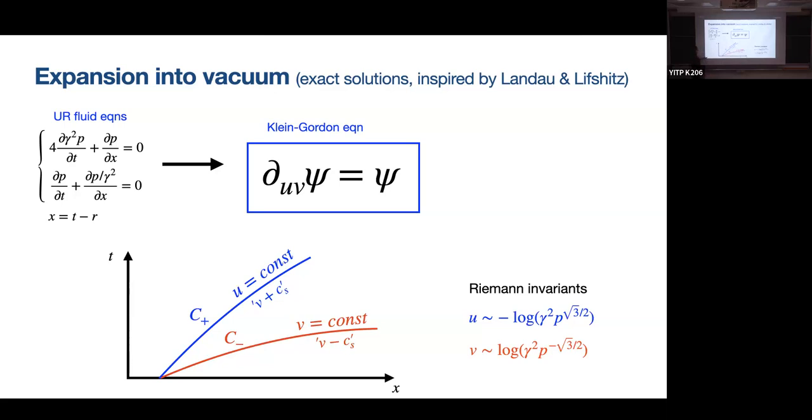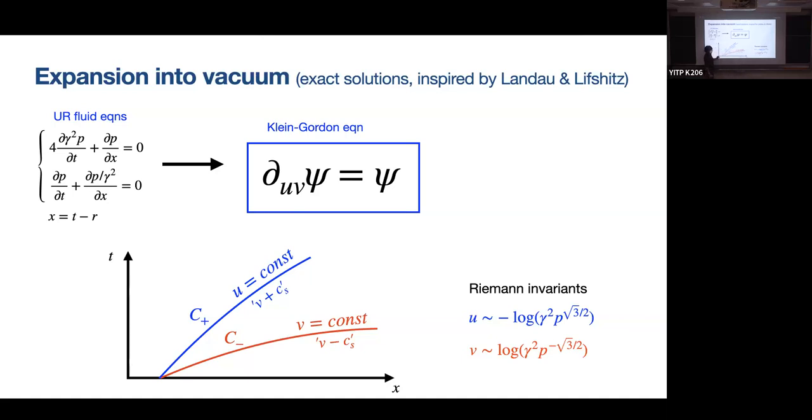And what are these Riemann invariants? So we're looking at the trajectory of perturbations in the t and x plane. This perturbation moves at v, the local fluid velocity, plus the speed of sound. I'm putting this in parentheses because this is a relativistic summation of the velocity. And so this C plus characteristic carries a constant value of u. U and V are just combinations of the Lorentz factor and the pressure.